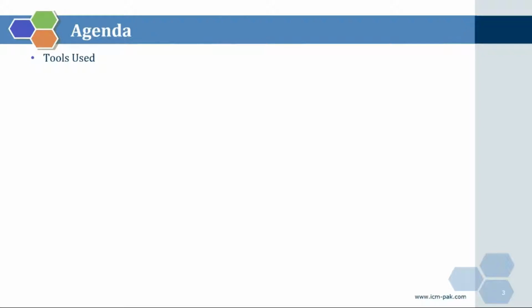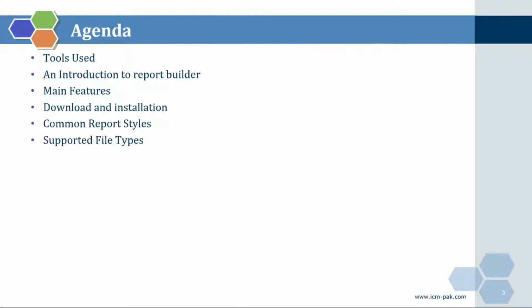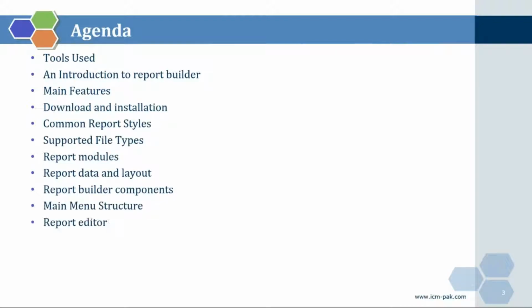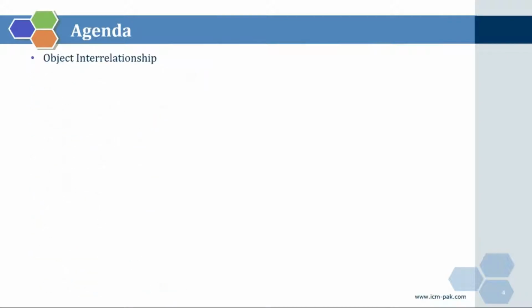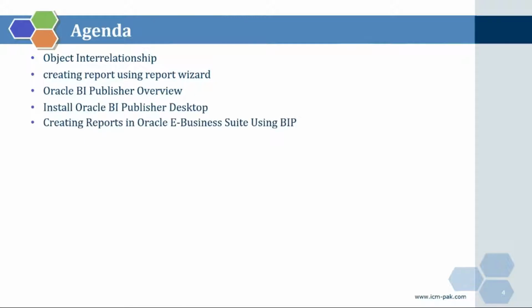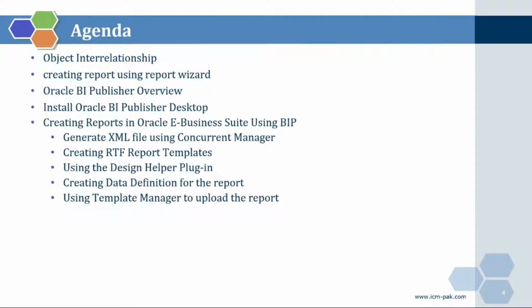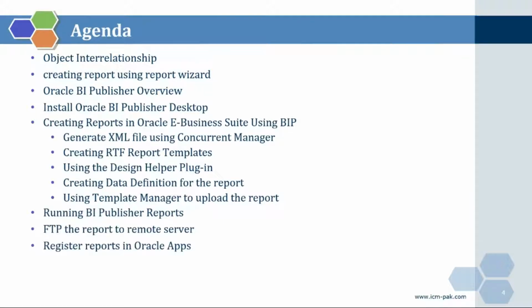So let's get back to the agenda of this whole training. First, I will explain what the different tools used are. Introduction to Report Builder, its main features, installation, report styles, supported file types, modules, report data layout, builder components, main menu structure, editor, object navigator, report level objects, data model objects, paper parameters, objects relationships, and I will explain how you can create a report using a wizard. Once we are done with Report Builder, I will explain BI Publisher, its installation, how we can create reports using BI Publisher, its templates, and its registration to the EBS application.